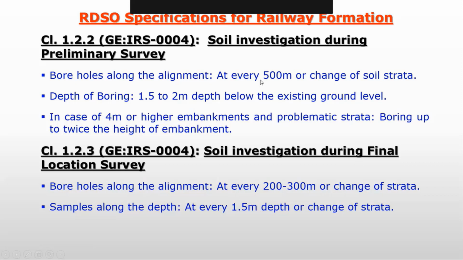In case of a 4 meter high or higher embankment or problematic strata, boring is up to twice the height of the embankment. Meaning if I have to build a 4 meter high embankment, I have to go 8 meters below the existing ground, so that I am sure that my embankment is not going to cause overpressure on the subsoil, and the subsoil will not fail even during rains and when the water table is high.